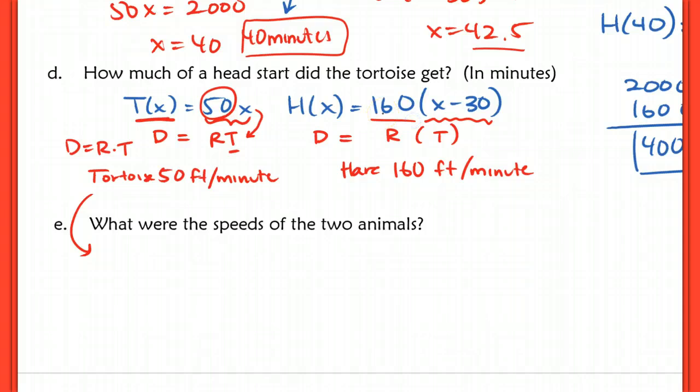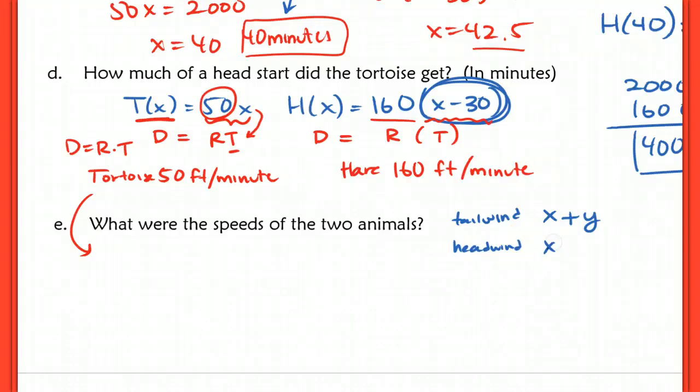And then the time here actually tells me what head start the tortoise got. Because this is like the headwind or tailwind problems when we're talking about the speed of the plane. Remember, when you have a tailwind, it aids the plane in its rate. So you take the rate of the plane and add the tailwind speed because it pushes the plane a little bit faster.